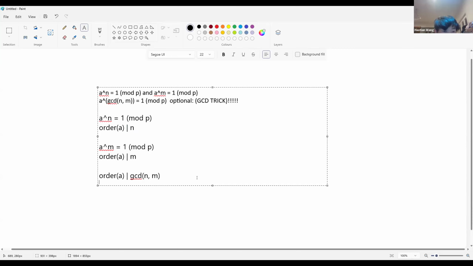So then a to the greatest common divisor of n and m is also congruent to 1 mod p because that's by the definition of order, right? Because if the GCD is equal to q times the order, then that is a to the power of q times the order, which is 1 to the power of q, which is 1.